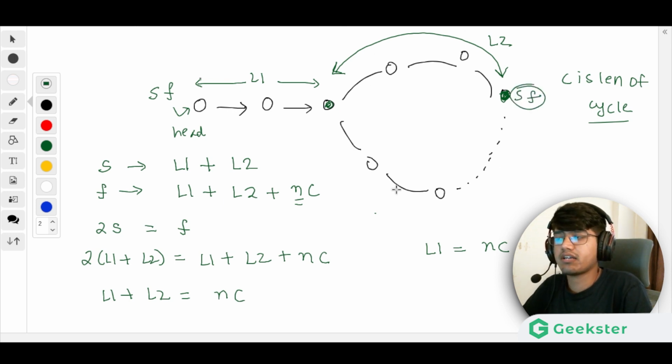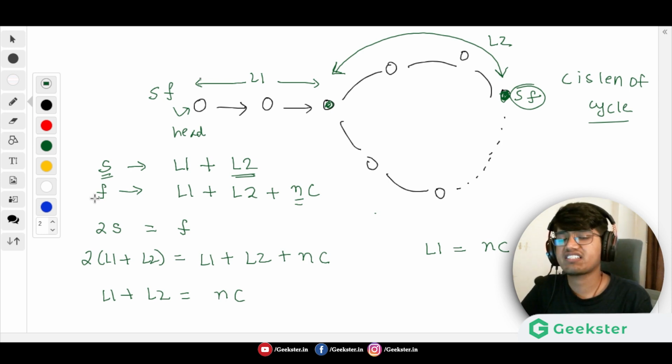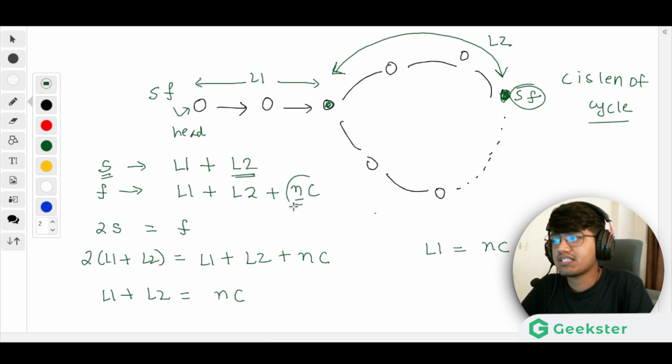So it can take one rotation or two rotations, but L2 is the total distance traveled in this cycle. I hope that is clear. Now again, how much distance has the slow pointer traveled? L1 is for sure, plus L2. That is the distance traveled by the slow pointer, but the fast pointer must have traveled some extra distance. Let us assume that distance as NC.